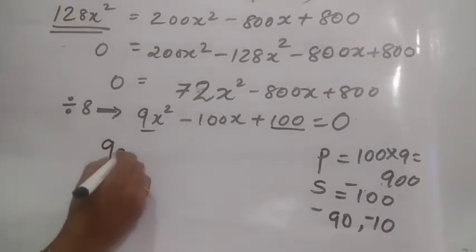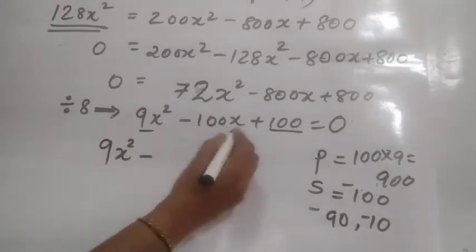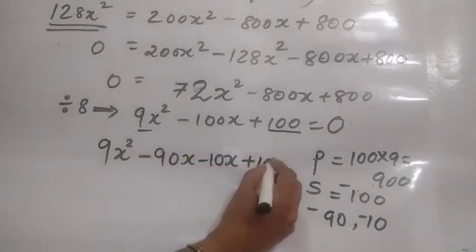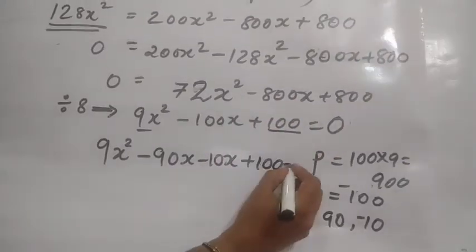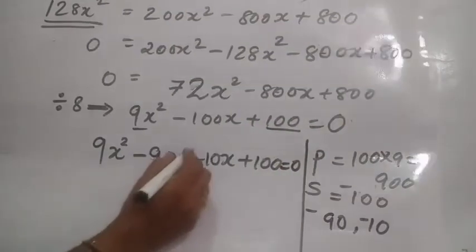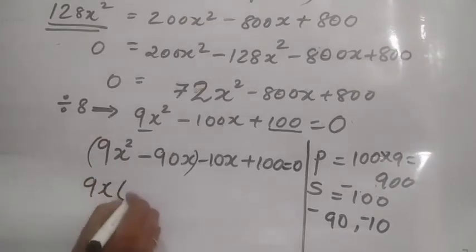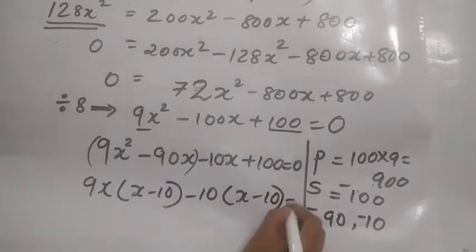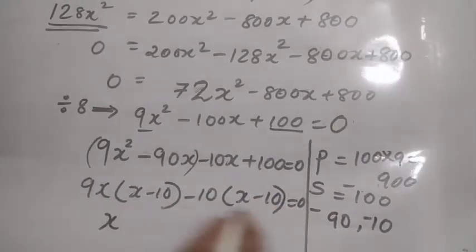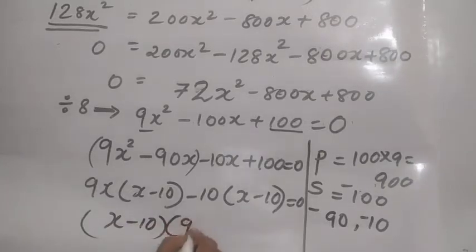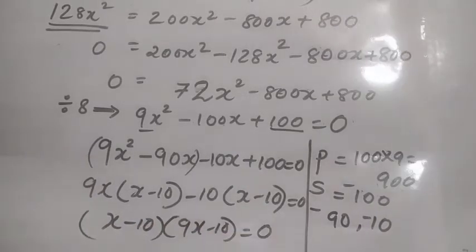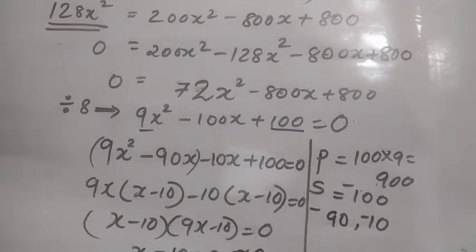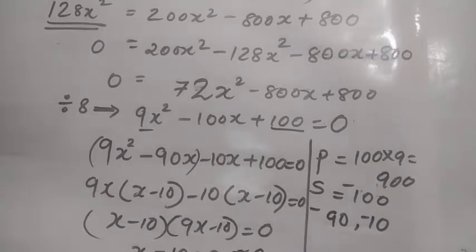So we can write this equation as 9x square minus 100x can be written as 90x minus 10x plus 100, this plus 100 gives 0. Group them. 9x is common, x minus 10. Here minus 10 is common, x minus 10 equal to 0. Both the terms we have x minus 10 common, 9x minus 10 equal to 0. So x minus 10 equal to 0 or 9x minus 10 equal to 0.